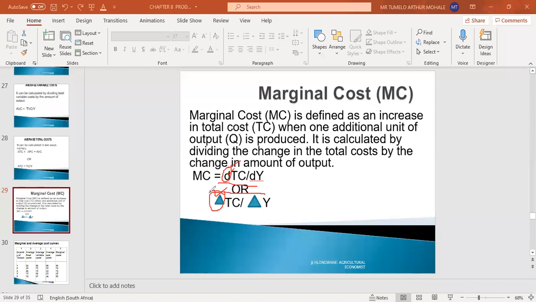The other one is going to be applicable when you are given information in tabular form, like the one we are going to see in the upcoming slide, where you can observe the actual changes. So the formula is dTC over dY. And if you are working with the actual values, you take the change in TC over the change in Y. So let's check the other slide.